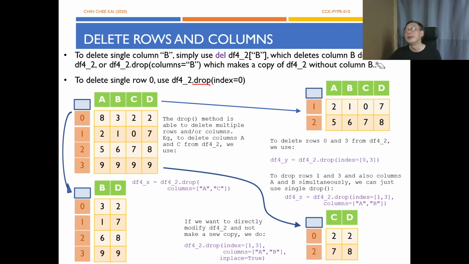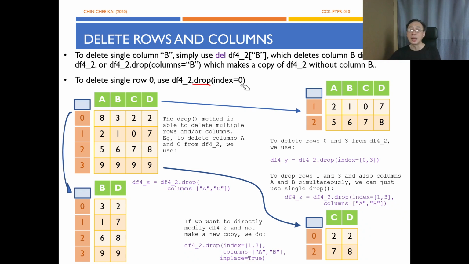You can also use the dot drop function. And the dot drop function can drop the column using the columns parameter. So if you have multiple columns, you put them in a list: B, comma, D, comma, G, something like that. If you delete a single row, then you refer to the row by the index name, the label, and you just say dot drop index equals the label.